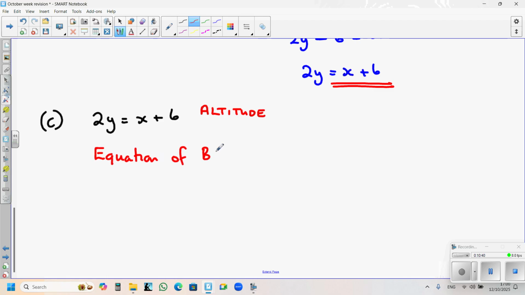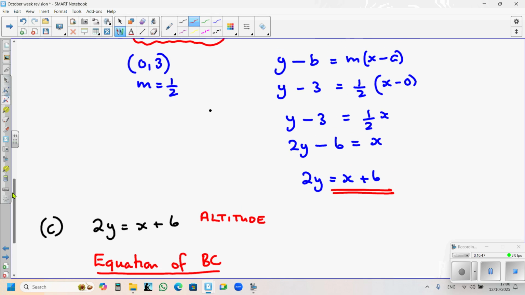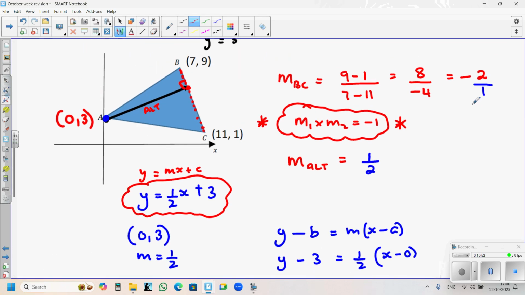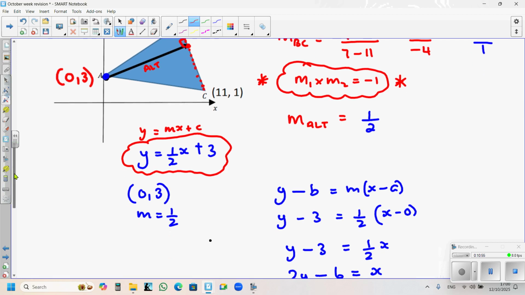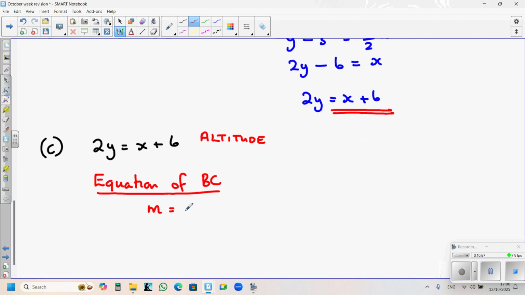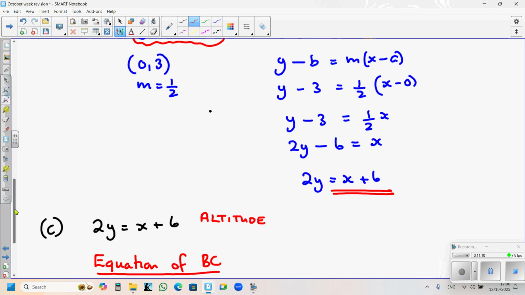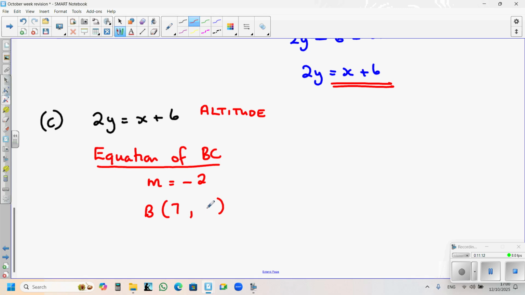Okay, I'm going to look back to find the gradient of BC because I worked it out when I was doing the altitude. So if I go back until I find the gradient of BC, there it's up there. So the gradient was -2. Now I want any point on the line, I can pick B or C. I'll take the point B, and if I look back, point B was (7, 9). Right, so I've got a point and I've got the gradient, so I can now work out the equation.